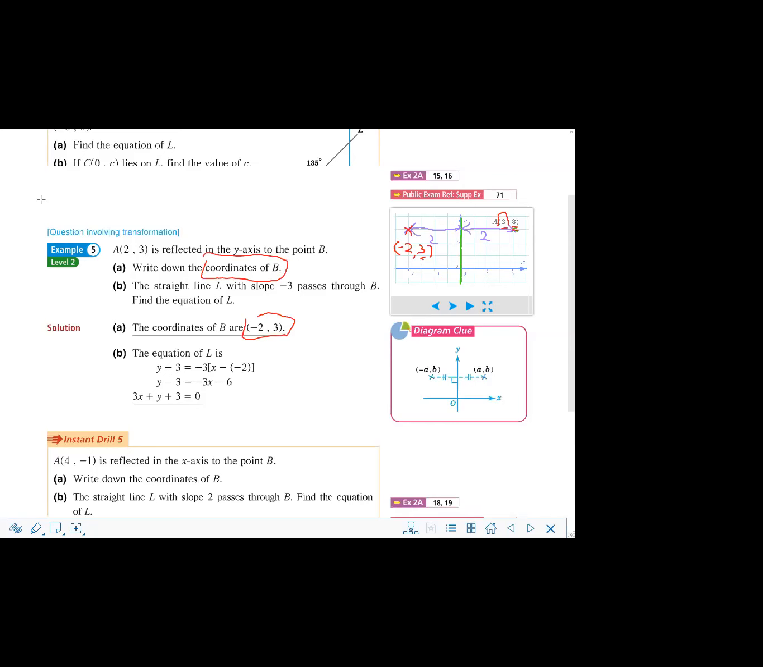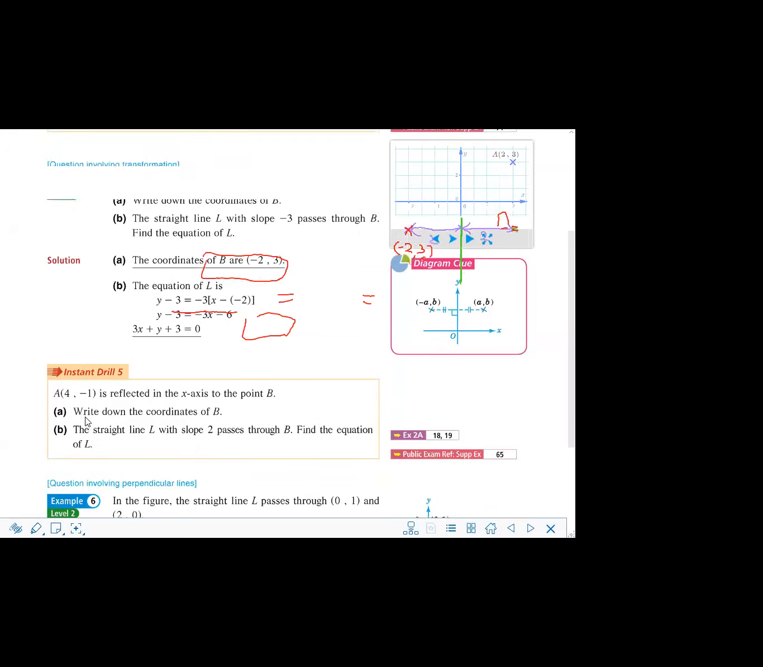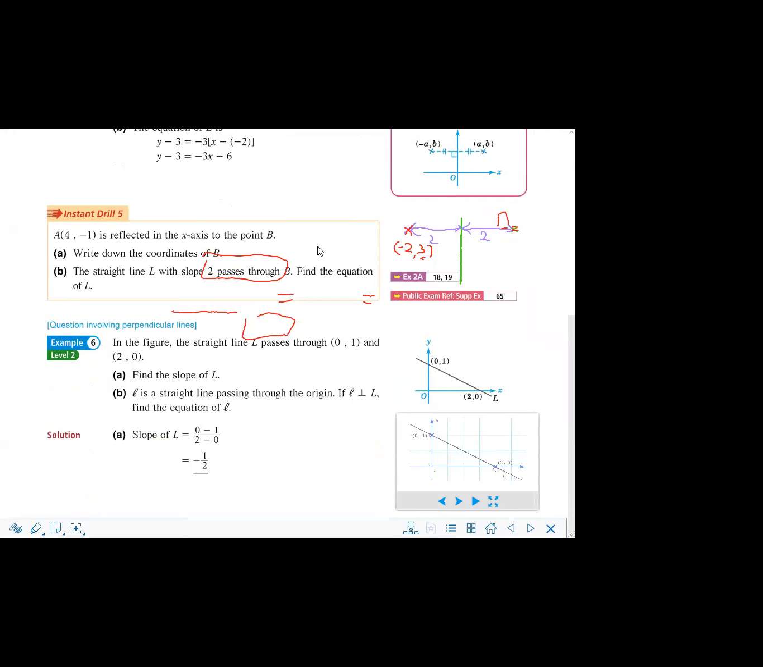In part B, the straight line L with slope -3 passes through B. Find the equation of L. We want to find the equation of a straight line L, and we have the coordinates of a point and we have the slope. Then we can write down the equation by using the point slope form directly. Now I would like you to do instant drill number 5. Just use 3 minutes to do it and then upload to the MathTab web system. Please do ID 5.